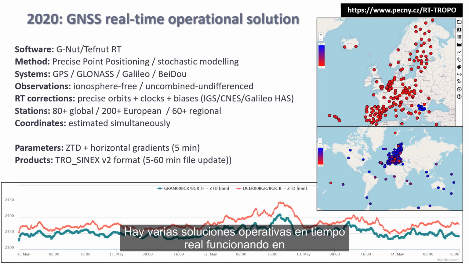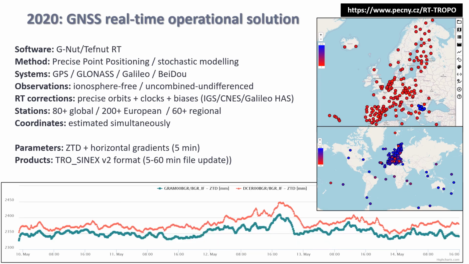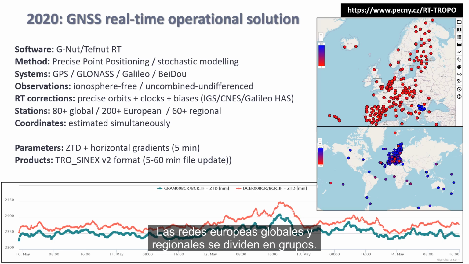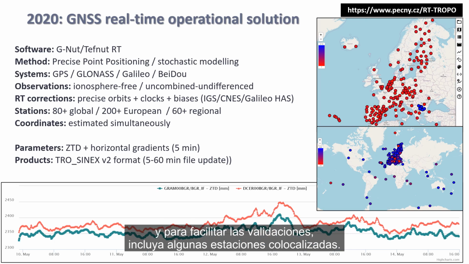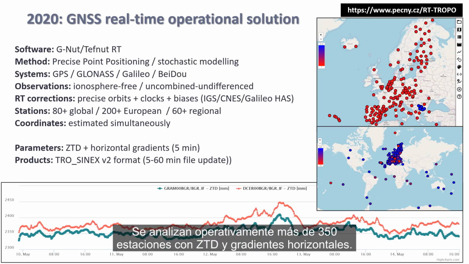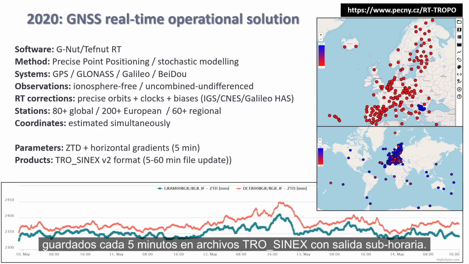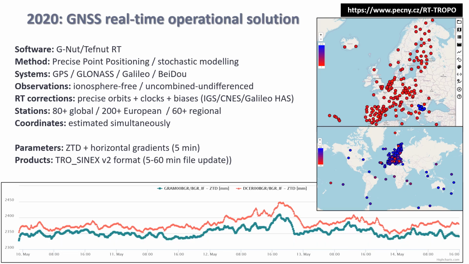Several operational real-time solutions are running in different spatial domains: European, global, and regional. Networks are split into clusters and, for easy validation, include some collocated stations. Over 350 stations are operationally analyzed, with ZTDs and horizontal gradients stored every 5 minutes in sub-hourly output troposphere files.